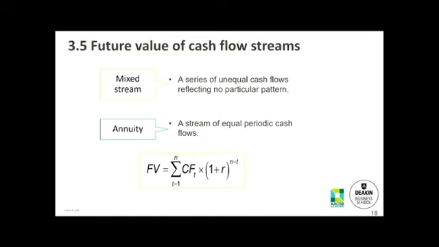For example, there is a project. In year 1, it gave me $10. In year 2, it gave me $20. In year 3, it gave me $5. In year 4, it gave me $100. It is a stream of unequal cash flows with no particular pattern. And that is called a mixed stream of cash flow. What should we do about the mixed stream of cash flow?